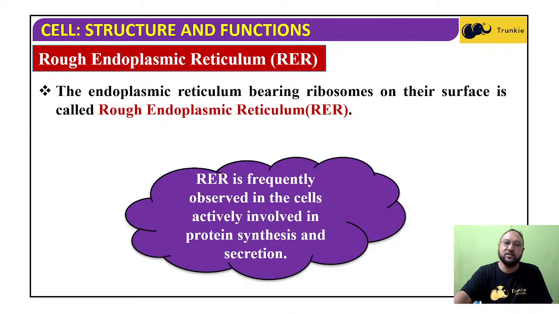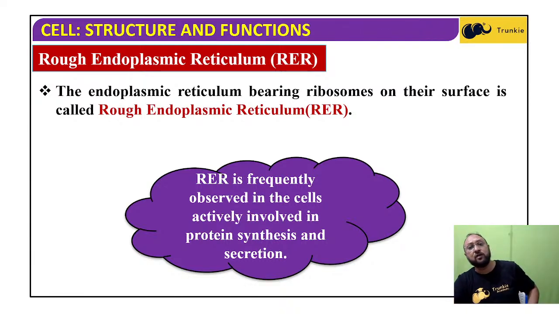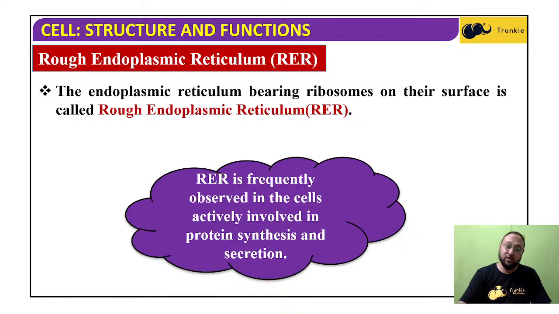Rough ER is strictly observed in the cells actively involved in protein synthesis and secretion. These are involved mainly in this function, and this is an important point for the exam. They are frequently involved in protein synthesis and secretion.